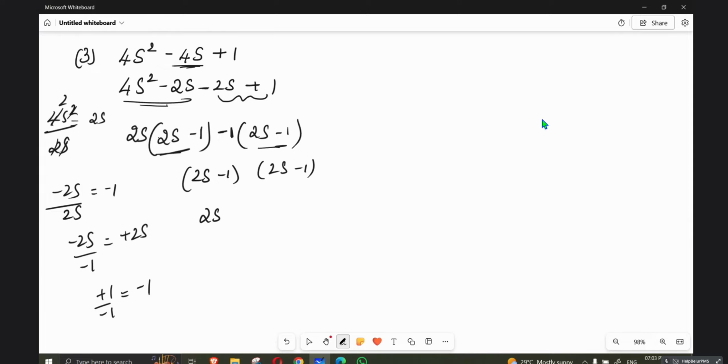So 2s minus 1 is equal to 0, 2s is equal to 1, s is equal to 1 by 2. Same here, you will get s is equal to 1 by 2. So you are getting equal roots. Alpha is 1 by 2 and beta is also 1 by 2. Okay. Tomorrow we'll continue.